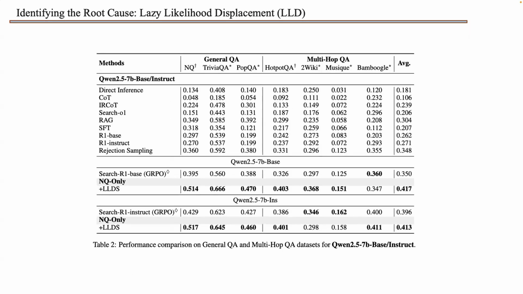We also haven't finished the NQ plus HotpotQA results for the 7 billion model, but we have finished the NQ-only dataset. And you can already observe a significant improvement compared with the reported results from the original Search R1 paper. And we keep all the parameters consistent, the same as the Search R1 paper.